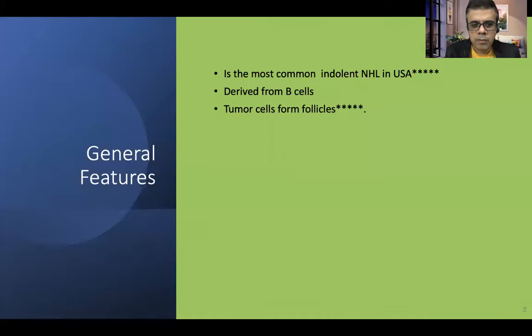So what is follicular lymphoma? Follicular lymphoma is a very common indolent non-Hodgkin's lymphoma, which is commonly seen in the United States and European countries. It is very common in certain parts of the world, but it is prevalent throughout the world as well. It is derived from B cells. The tumor cells form predominant follicles, which is why the nomenclature follicular lymphoma is derived. Because of the predominant follicles, they can be confused and mistaken for follicular hyperplasia of lymph nodes that is seen in many reactive conditions.